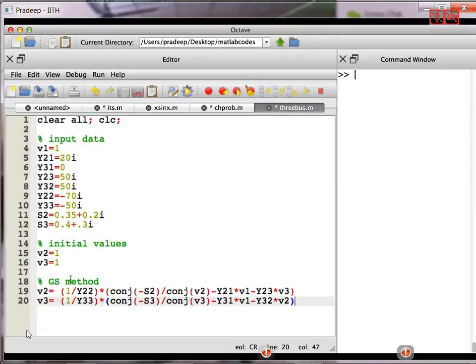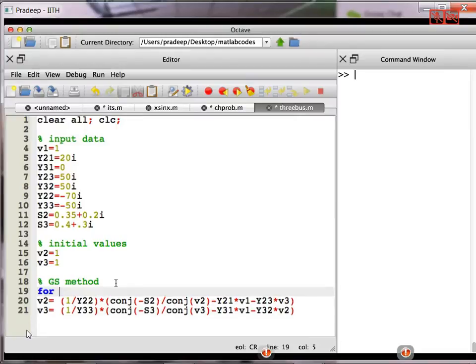Now these equations I have to repeat, so I'll put a for loop for x equal to 1 to 5 and simply end it. I hope you understood the code. It is a very simple program for solving a 3-bus system. The input data I have given above, then the initial values, and then the Gauss-Seidel method, just 2 equations we have written down, and the same 2 equations I have implemented here.